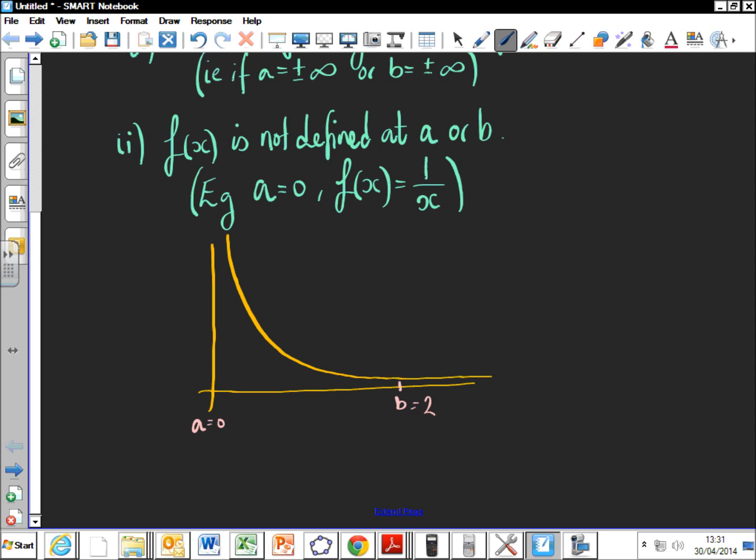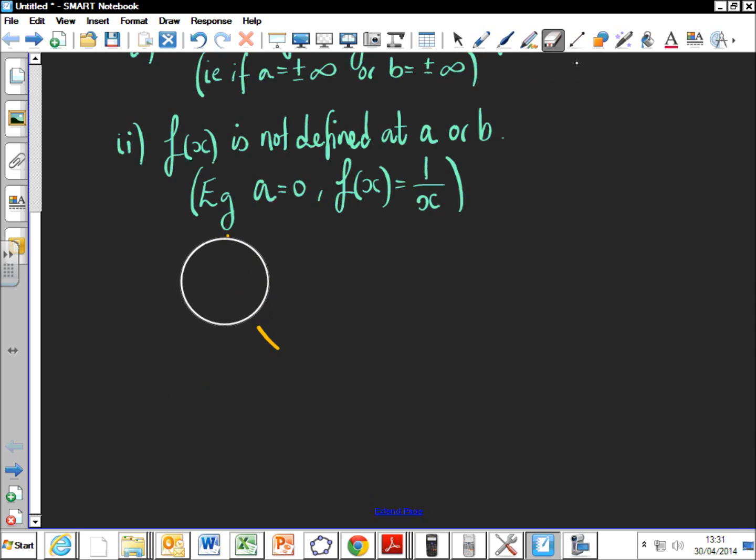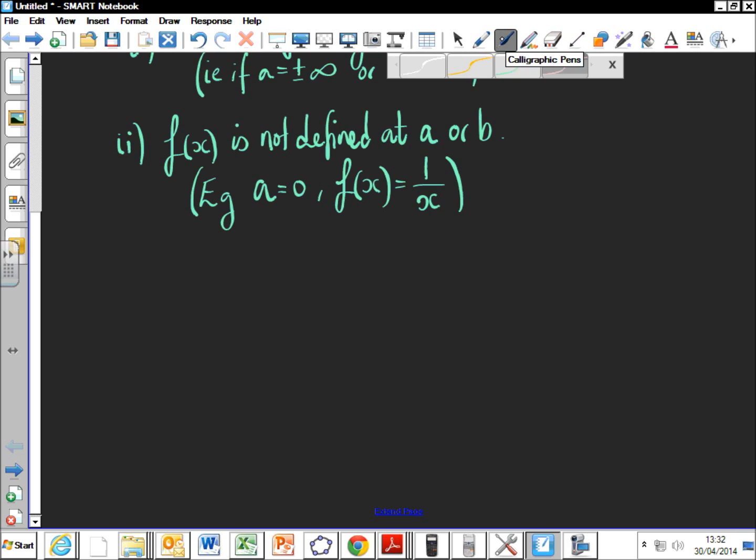Okay. So really, looking at it, it's hard to tell what the area under that curve would be because it just keeps going to infinity. So the second reason it might be improper is that one of the limits on the integral is undefined for the function. There's no value there or something like that. Okay, it's an undefined value.